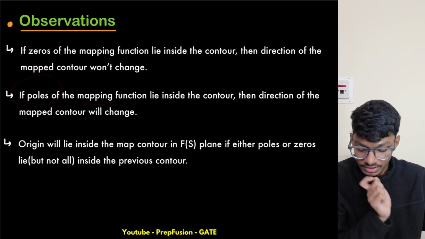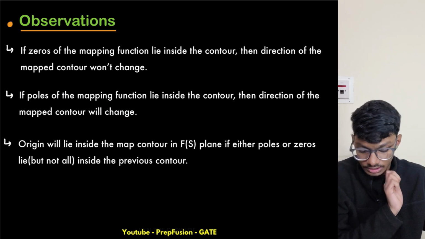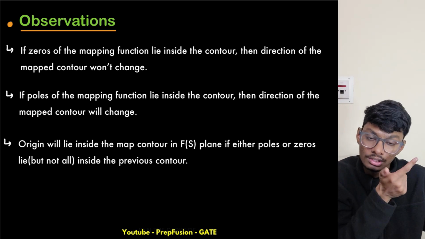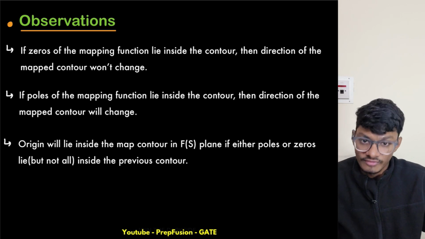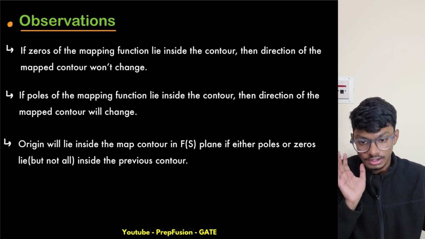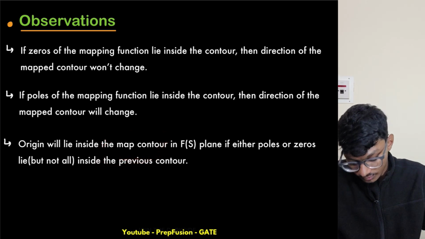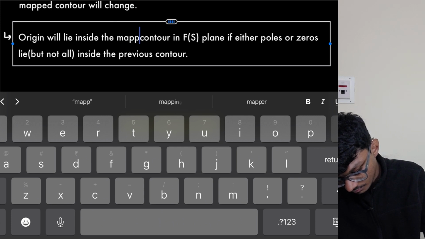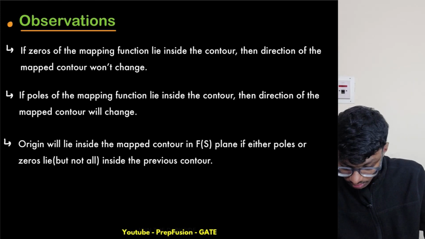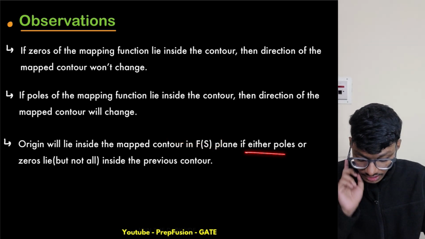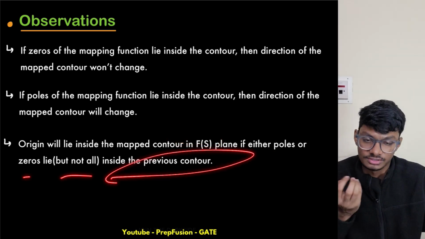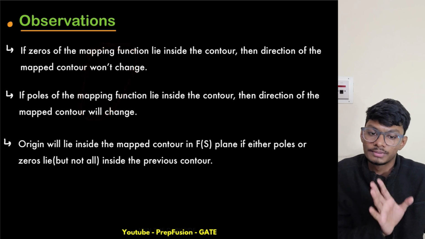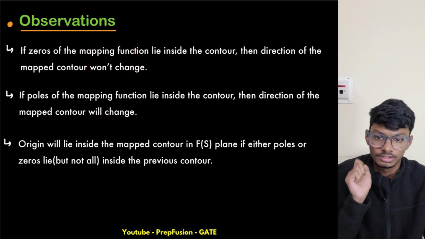Now if poles of the mapping function lie inside the contour, then the direction of the mapped contour will change. The contour that we get due to the pole will have a direction opposite to that of the given contour. If the origin lies inside the mapped contour in the f of s plane, if either poles or zeros lie, but not all, inside the previous contour. This will be cleared later, along with examples. We'll do examples and from there you will be able to understand.